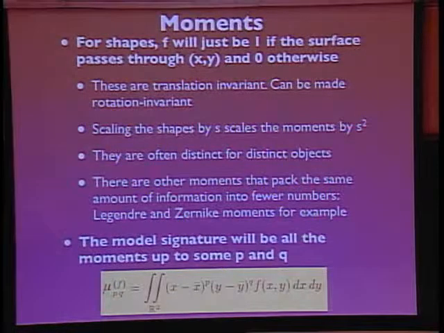But the point is that your shape signature for your object model is going to be the set of moments for your distribution of points up to some order. Does this make sense? Intuitively makes sense. Well, that's good. I promise I won't make you write this formula out on the final.